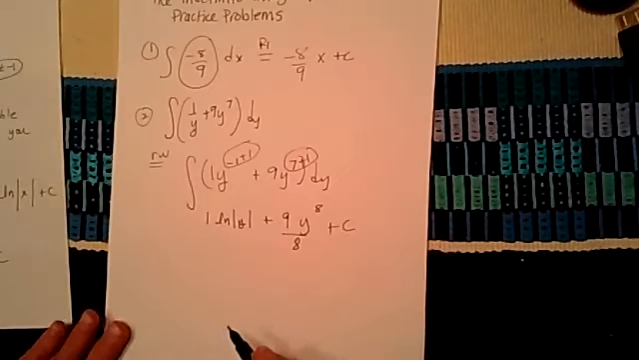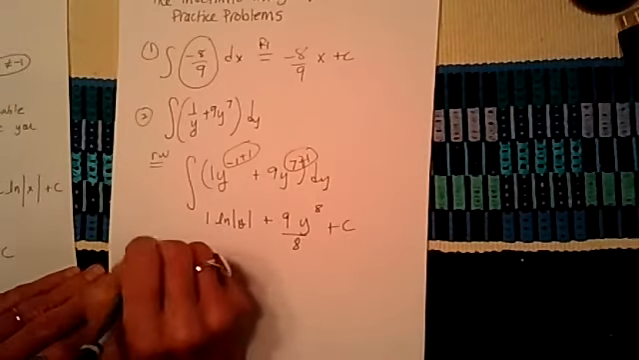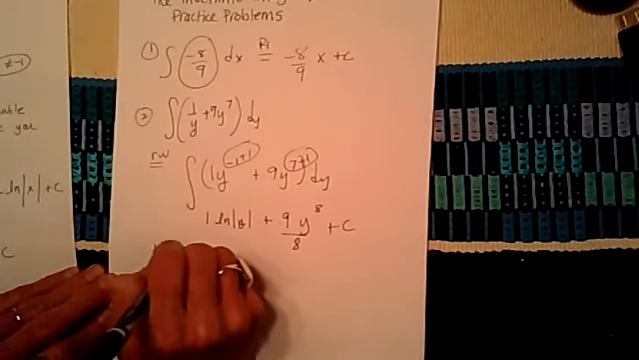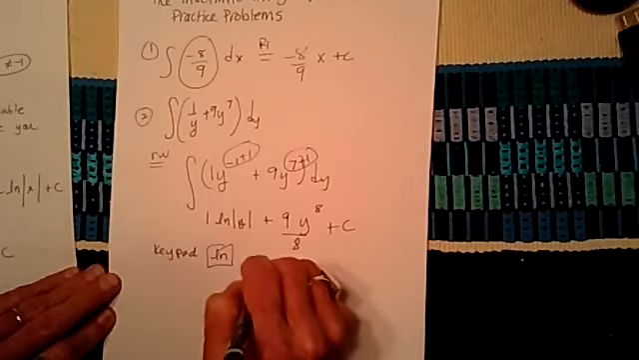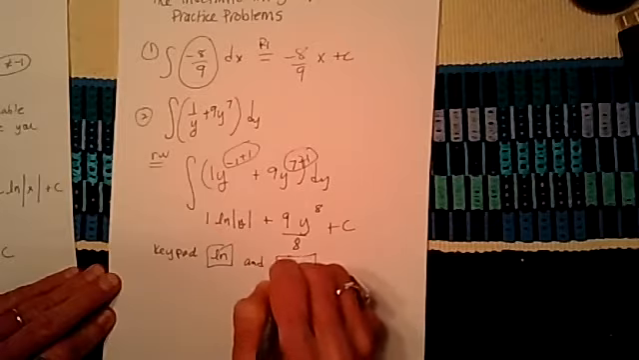And of course, you don't have to put that 1 right there. But you have to use the keypad for the ln and the keypad for the absolute value.